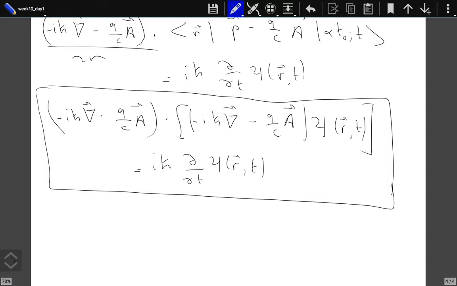Now, in this form, it's explicit that when you are taking this gradient on the far left, you have to also consider the gradient of A, the vector potential A. That is something you shouldn't forget.